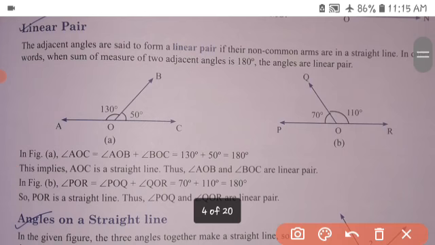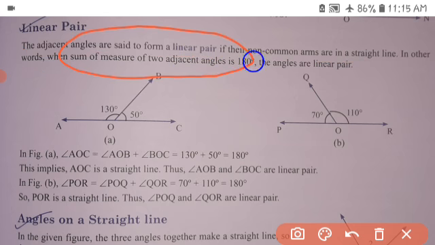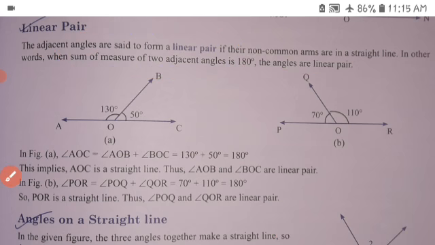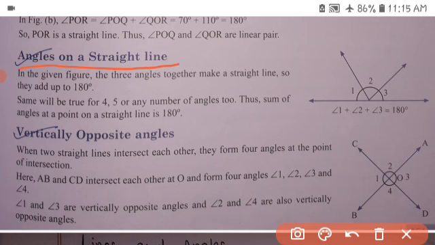Linear pair. Adjacent angles are said to be a linear pair if their non-common arms are in a straight line. In other words, the sum of the measures of two adjacent angles is 180 degrees. These angles are a linear pair. Angles on a straight line.